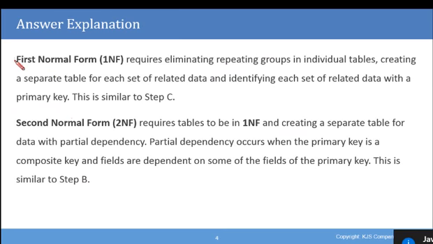Firstly, we can look at the first normal form, or the 1NF. This requires eliminating repeating groups in individual tables, creating a separate table for each set of related data, and identifying each set of related data with a primary key.